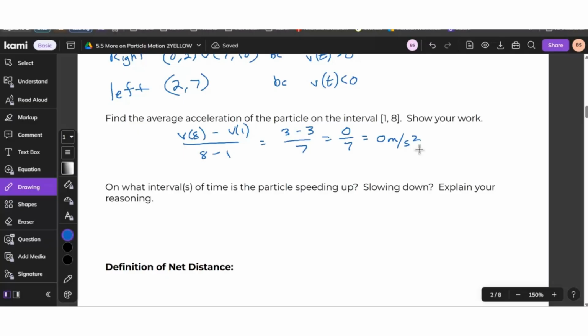All right, on what intervals of time is the particle speeding up or slowing down? Explain your reasoning. All right, so let's start with speeding up. This is going to happen because v of t and a of t have the same sign.